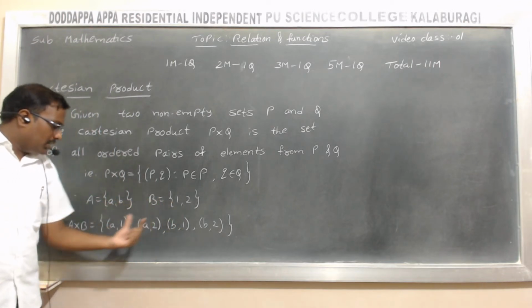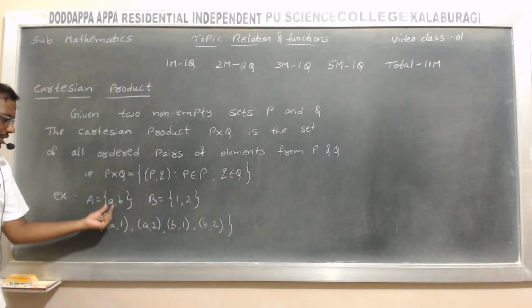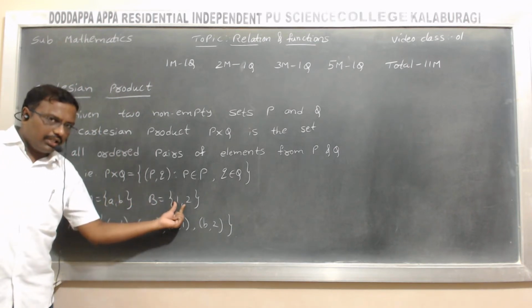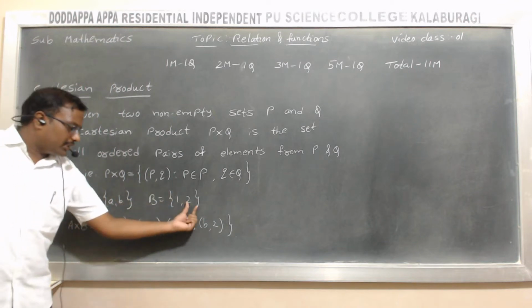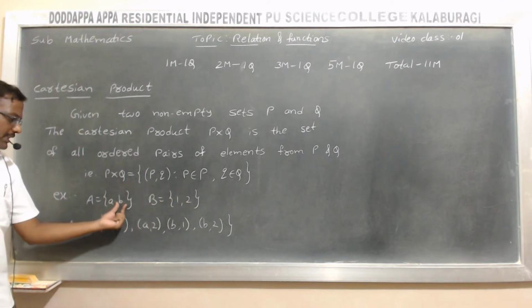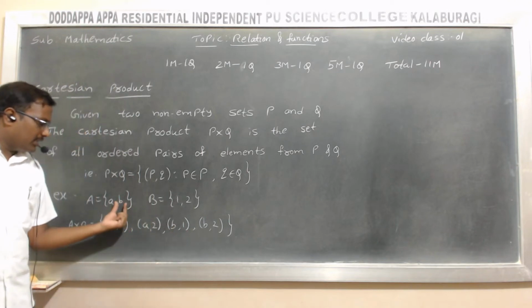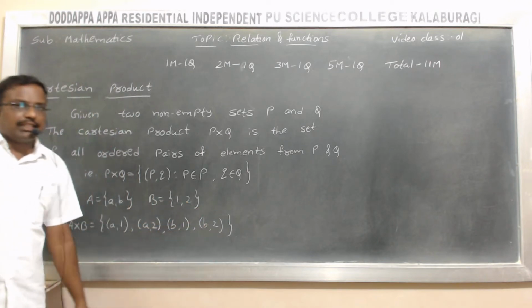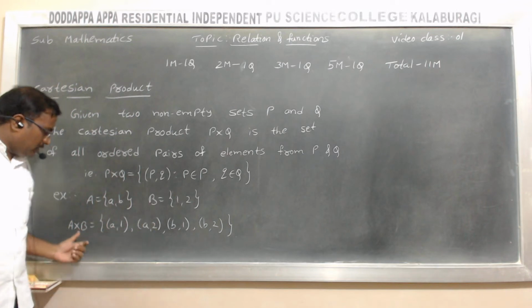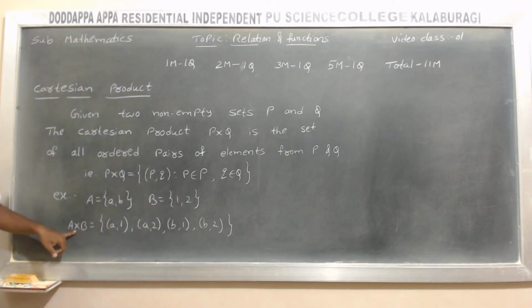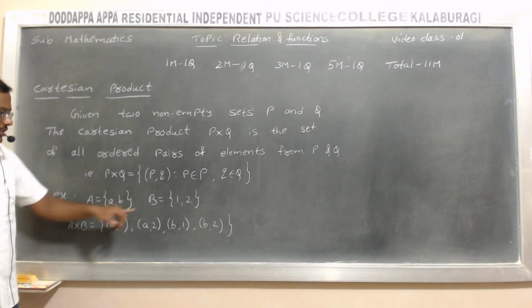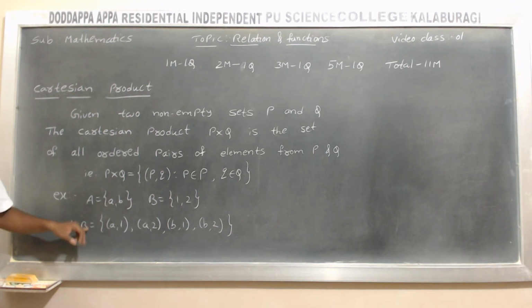you just have to pair the elements. The first element is related to the first element, and the first element is related to the second element. Similarly, the second element is related to the first element, and the second element is related to the second element. That is called Cartesian product, and it is always denoted by the symbol cross. If they give A and B, you can take A cross B. If they give P and Q, you can take P cross Q. If they give only A, you can take A cross A.